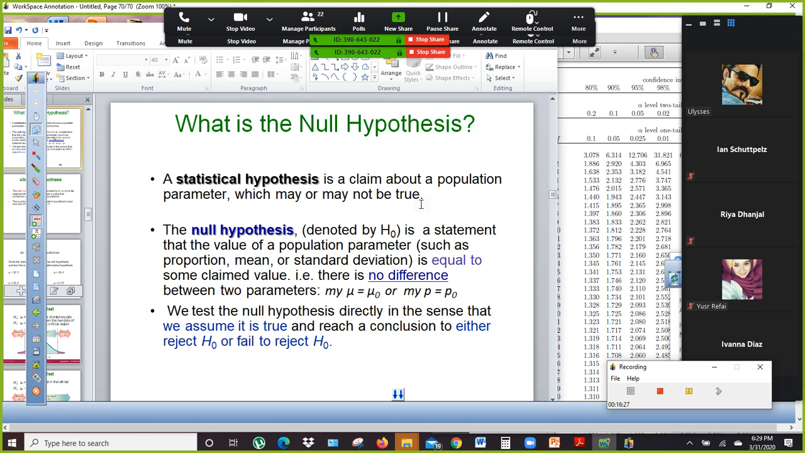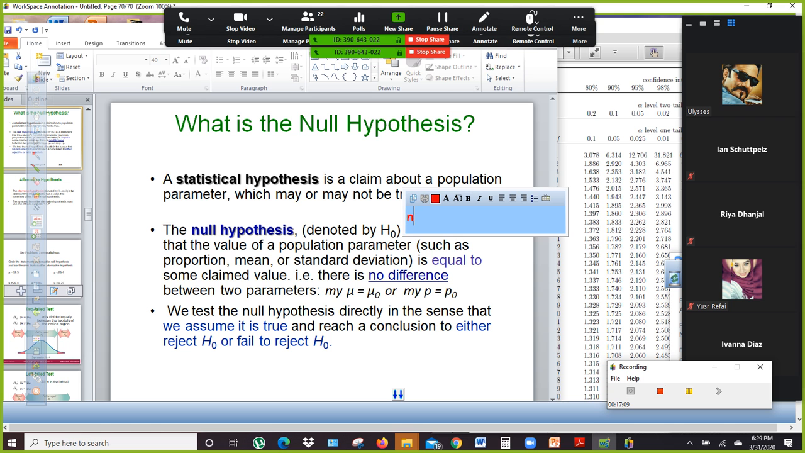Mu equals mu naught, the population mean, or little p equals little p naught. We test the null hypothesis directly in the sense that we assume that it is true and reach a conclusion to either reject H naught or fail to reject H naught. So again, the null hypothesis is called H sub 0, and it's also called H naught.